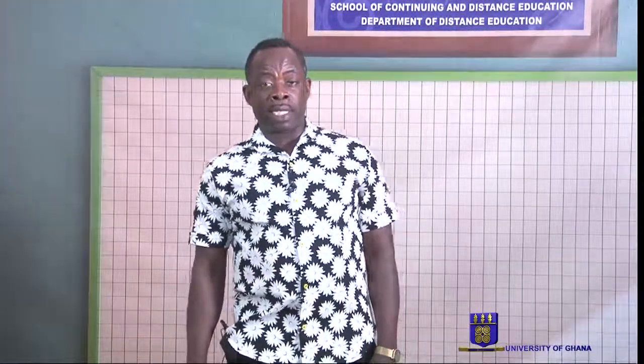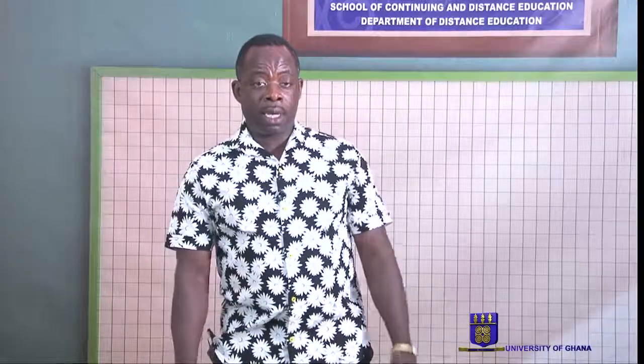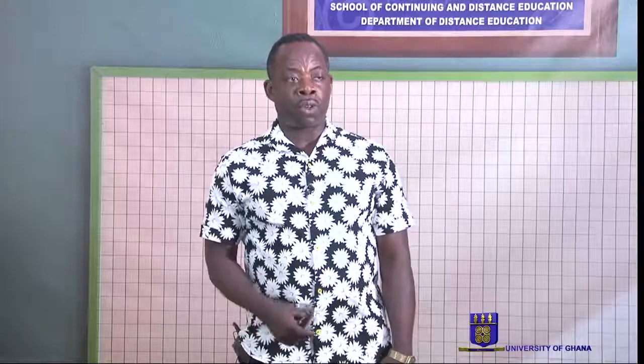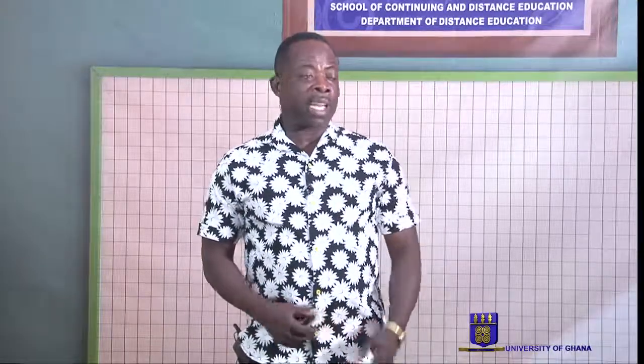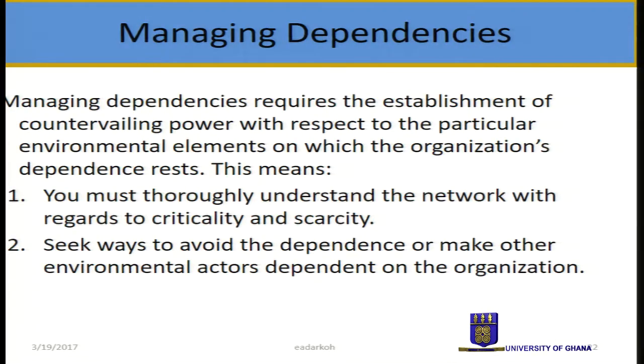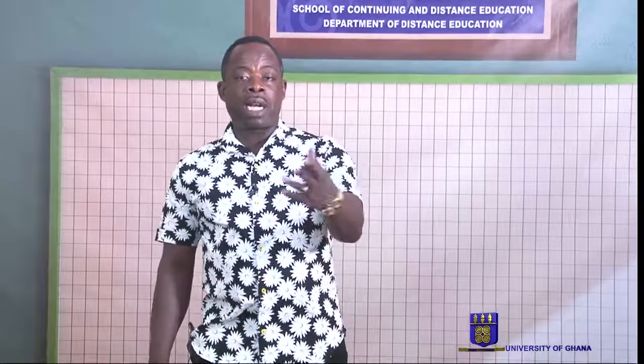And in practice, it's difficult to consider every source of dependence. The solution is that you look at the resources according to their criticality and scarcity. So two things should motivate your search: how critical are the resources and how scarce are the resources? Managing dependencies will require the establishment of countervailing power with respect to particular environmental elements on which the organization's dependency rests. So you must thoroughly understand the network with regard to criticality and scarcity and seek ways to avoid dependence. That's what you need to do.